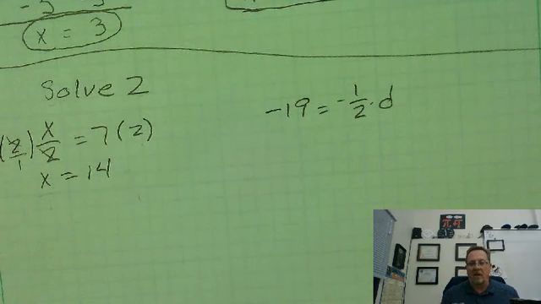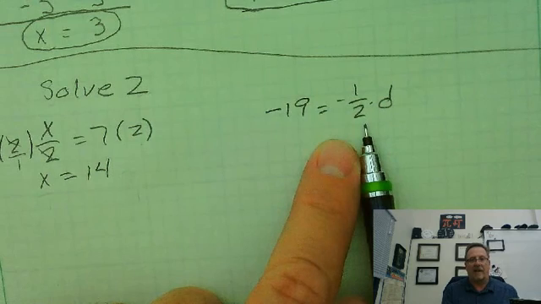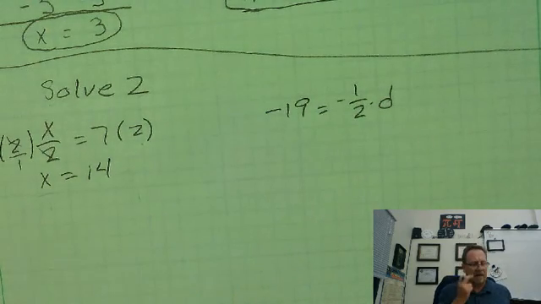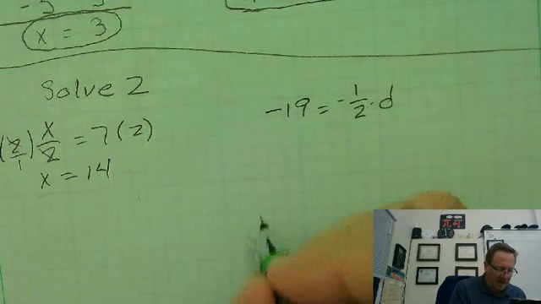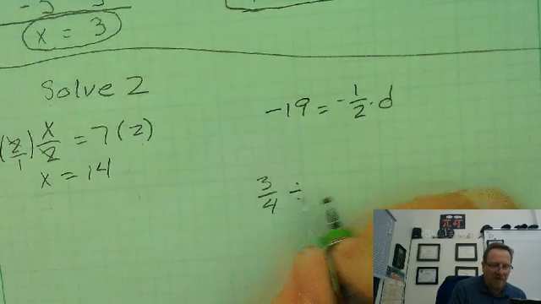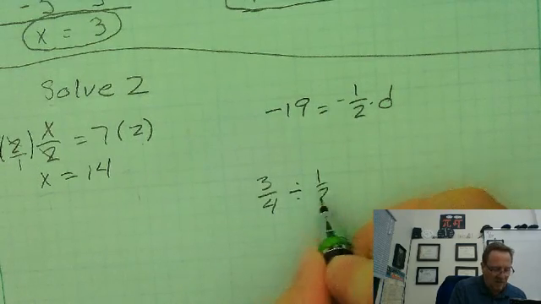So if we want to do the opposite of that, we're going to have to divide. We're multiplying by negative 1/2, so the opposite would be to divide by 1/2. Let's talk about how to divide by fractions. Let's say I had something like 3/4 divided by 1/2.